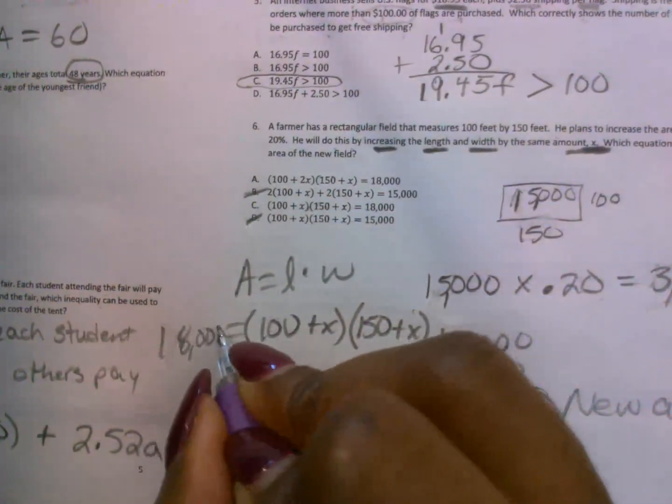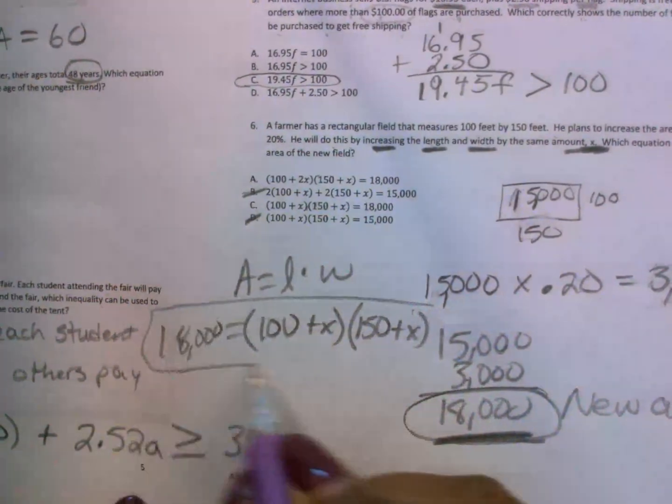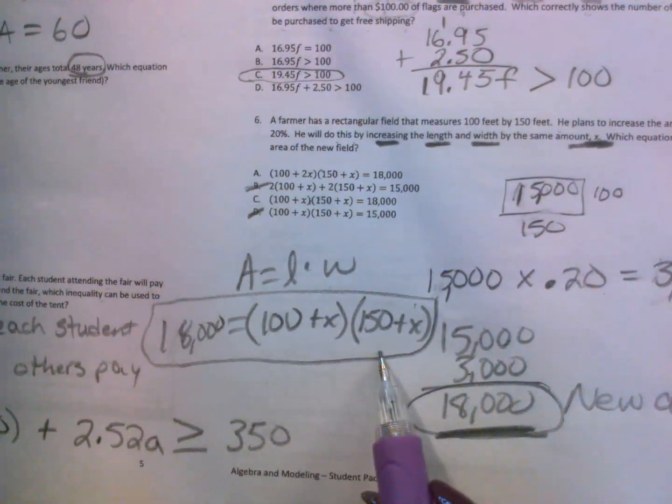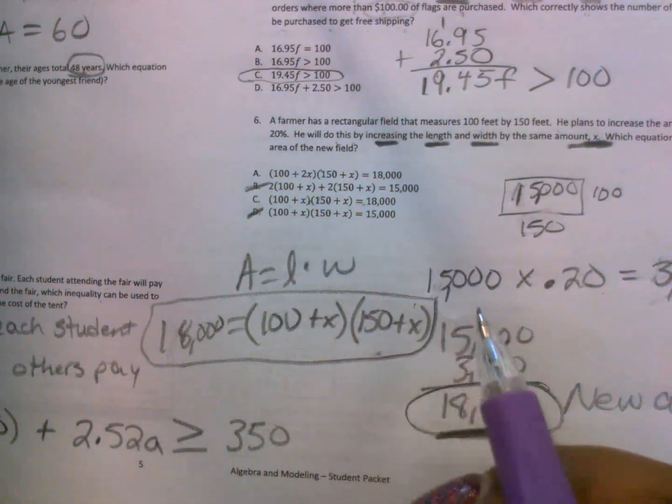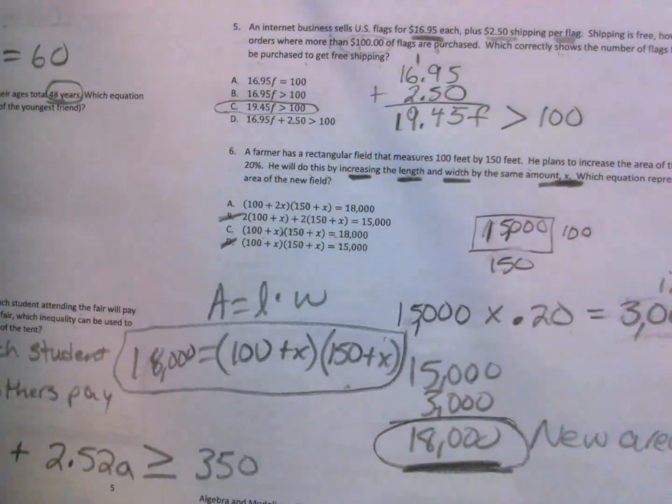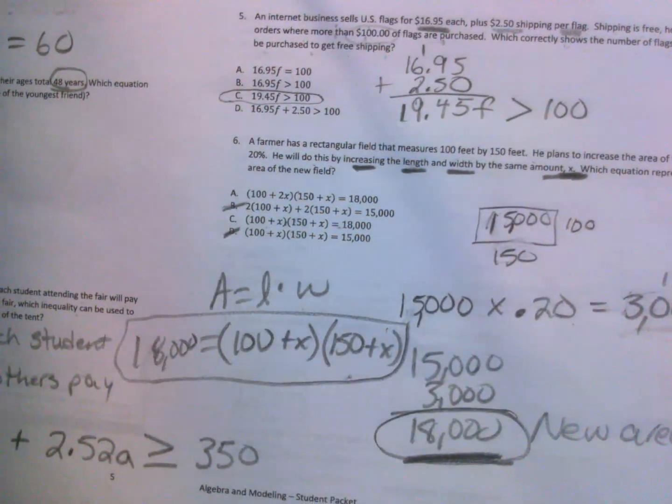What letter option is that? C. That is C. Do you see that now? It's saying it's increasing by x. So I'm adding x to the length, which was 100, and the width, which was 150, and it equals the new area, which is 18,000.